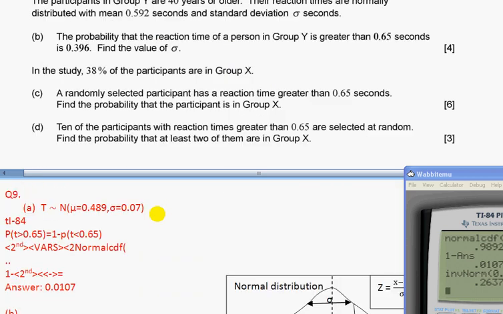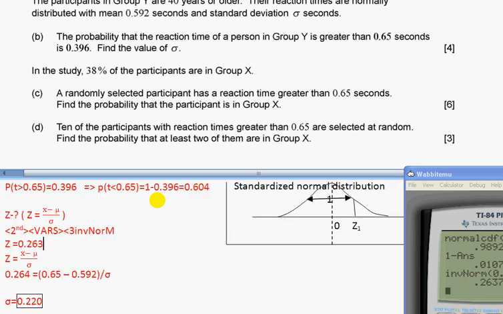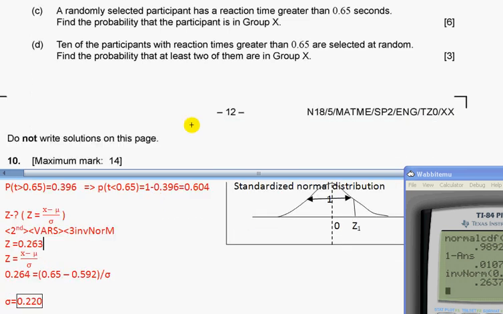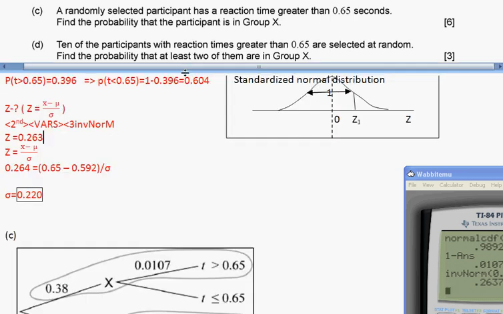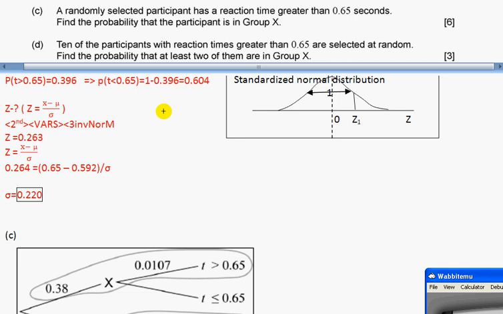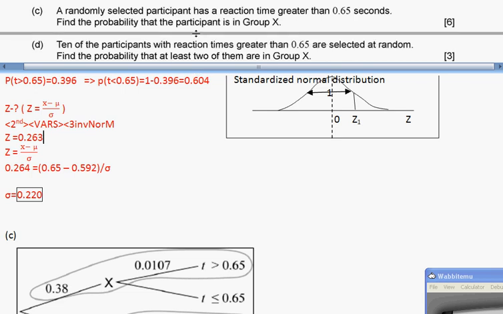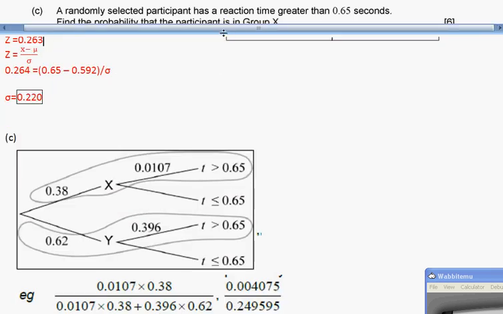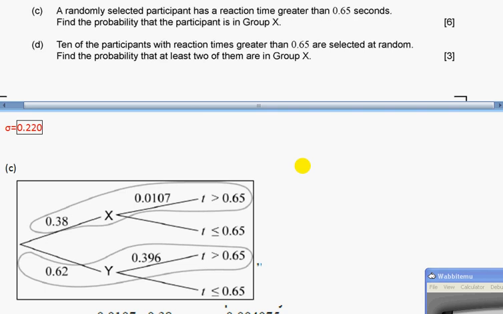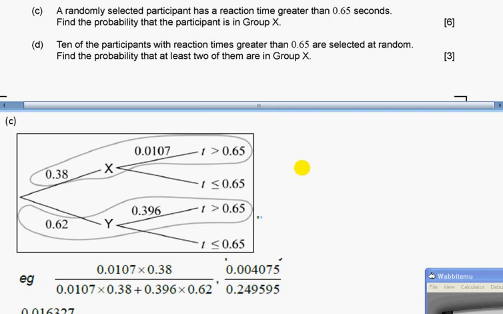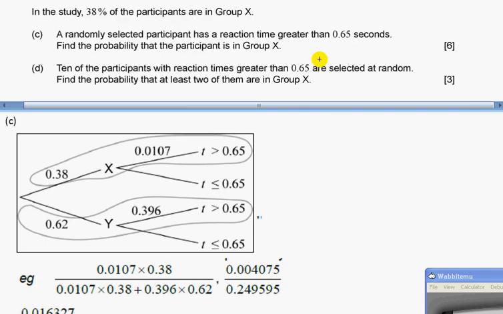C. Okay. A randomly selected participant has a reaction time greater than 0.65. Find the probability that the participant is in group X. This is conditional probability, and we will look at a tree diagram. This is a tree diagram. Before that, they say that 38% of participants are in group X. So when we choose a participant, it can be either X or Y. Then it can be either more or less.